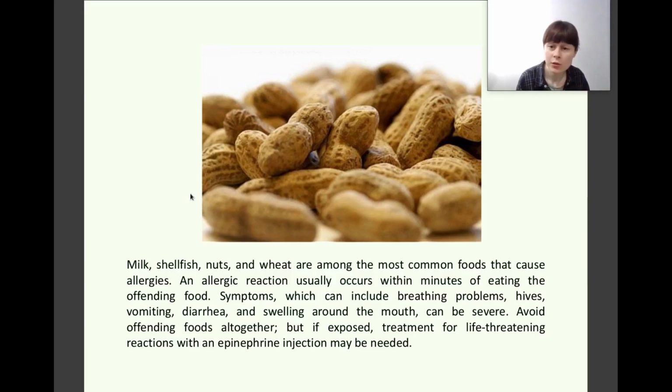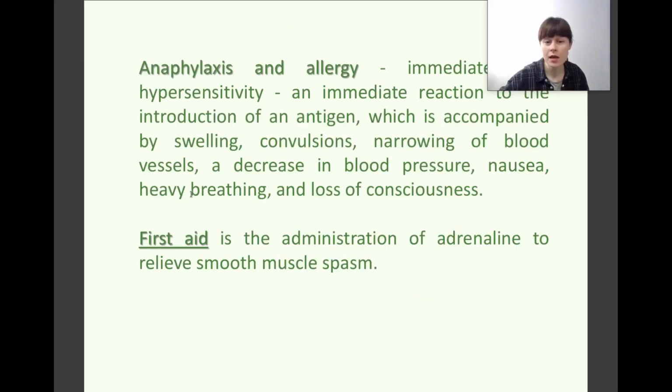Symptoms, like we said, include breathing problems and swelling around the mouth, and the symptoms can be severe and very fast, leading to activation. We need to avoid these foods altogether if we are allergic to them, because if exposed, this can be life-threatening, and we have first aid. This is administration of adrenaline to relieve smooth muscle spasm so that we can breathe correctly.